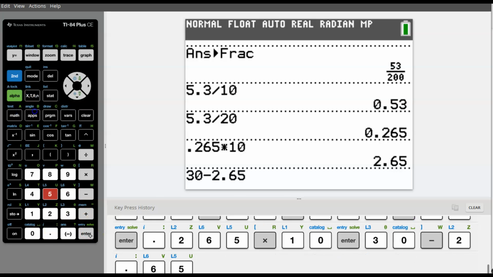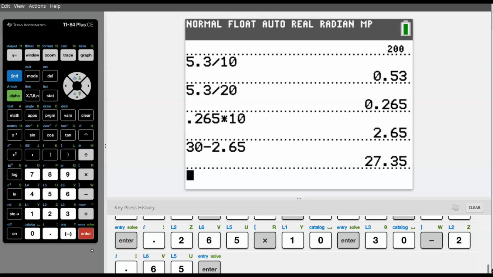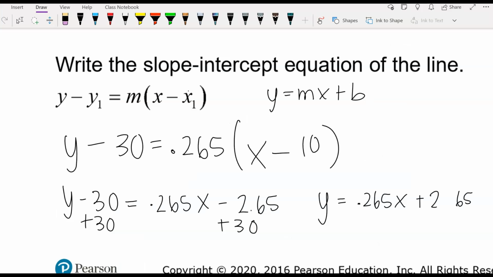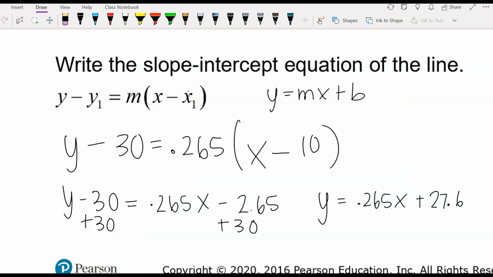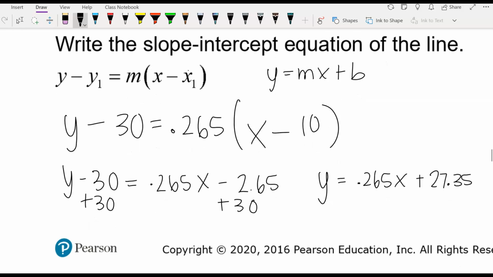Because that was a negative. Oh, it's 27. There we go. 27.35. There we go. That works.